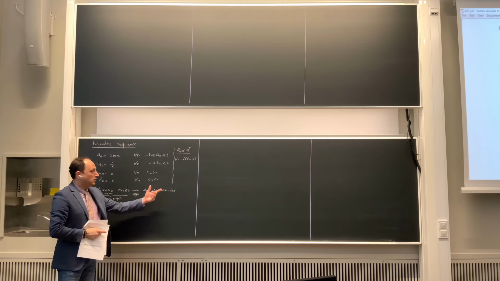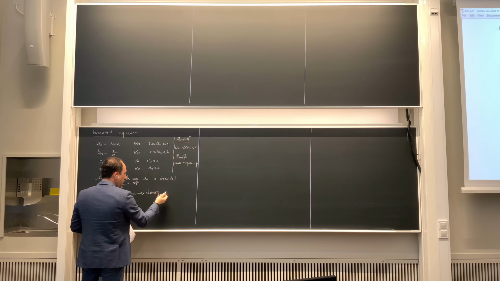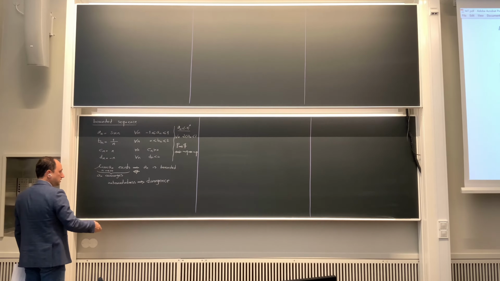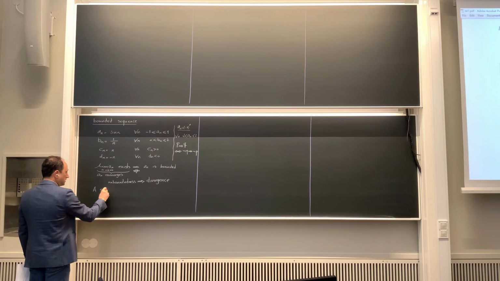Okay, so remember this, and I would say that unboundedness implies divergence. Divergence means not convergence, non-convergence, yes, divergence. So these are good phrases to know. Another notion that I want you to know is the notion of a subsequence, yes? So that's also important, at least be familiar with the term.